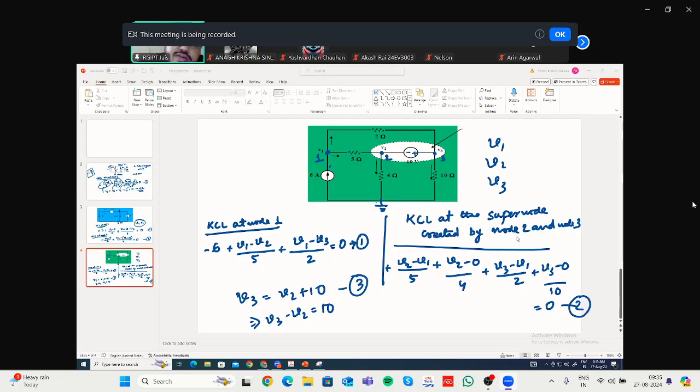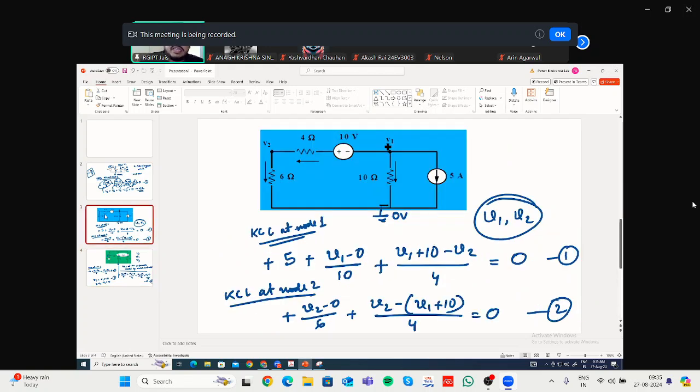Now here we have identified the nodes: first node, second node, third node. And now you are seeing that there is a voltage source directly connected between the second and third node. There are no other elements. In the previous case, there was a voltage source in between V1 and V2, but along with it, there was a current source. In that case, you can find out the value of the current.